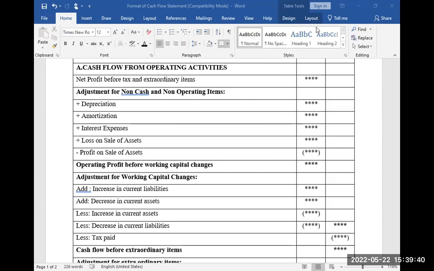What do you mean by profit or loss on sale of asset? If you have an asset with a book value of 1 lakh and you are selling it for 1,20,000, the 20 is called profit on sale of asset. The other way around is loss on sale of asset. If that is there in the given P&L account in the particular year, that needs to be adjusted against the profit of the company.